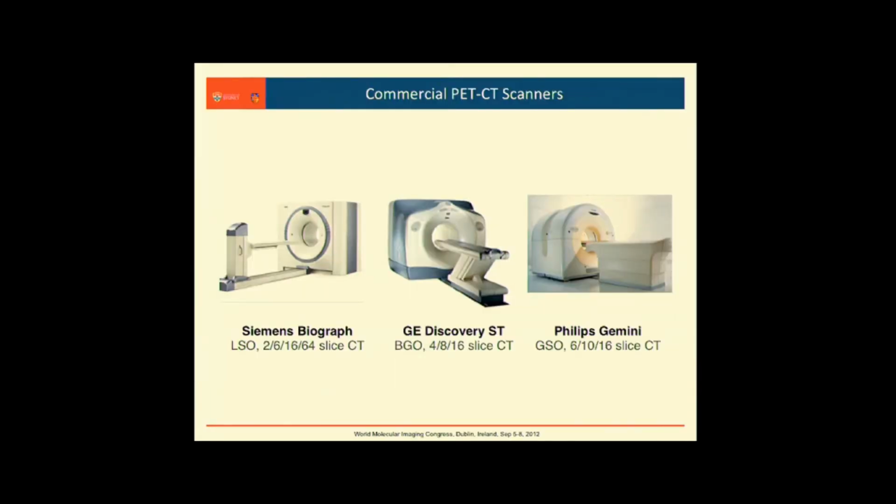PET-CT scanners come in many shapes and sizes, and these examples are a little dated now, but the basic elements of all PET-CT scanners are the same. We have a gantry with a CT and a PET, and a patient bed that allows scanning by both modalities without moving the patient relative to the bed.